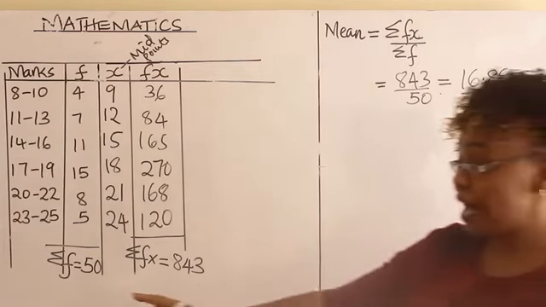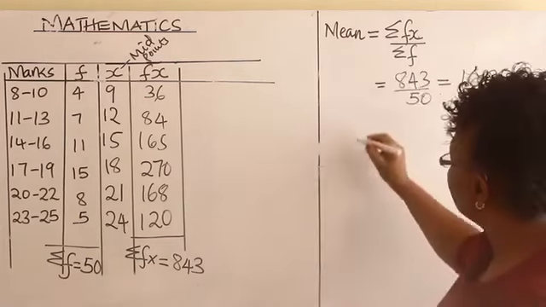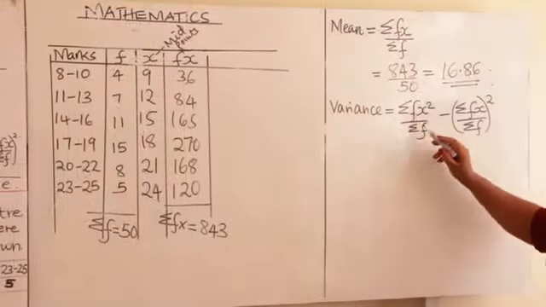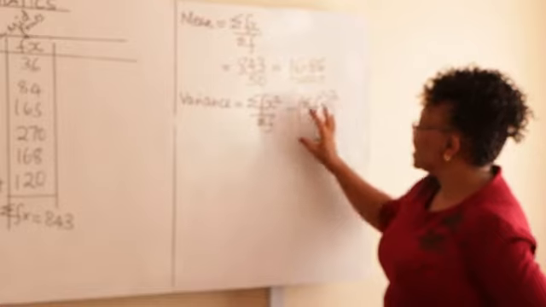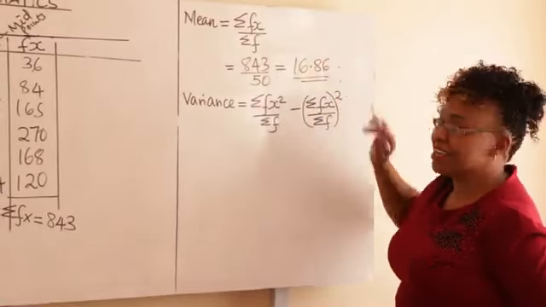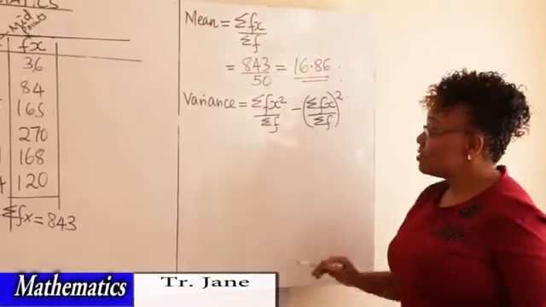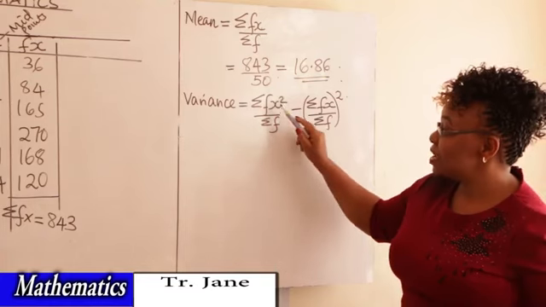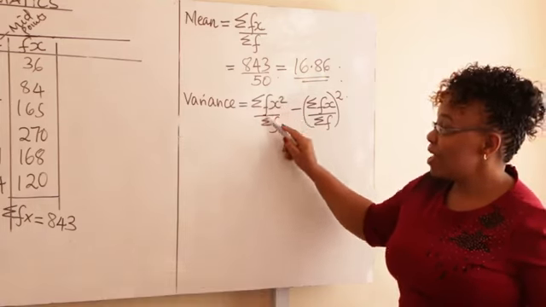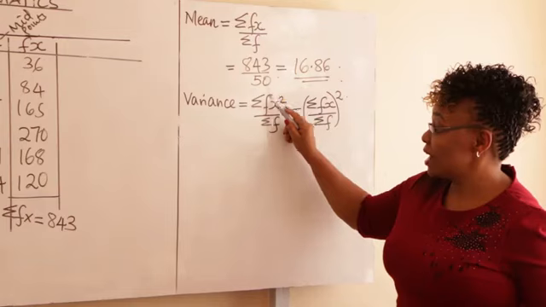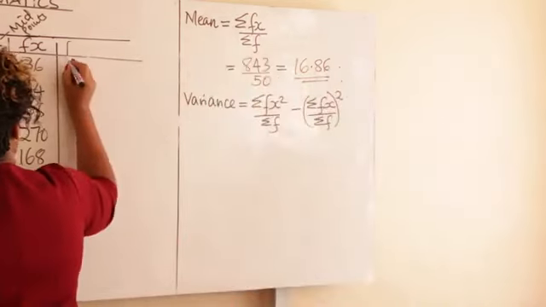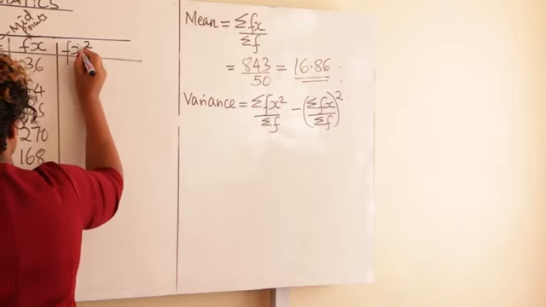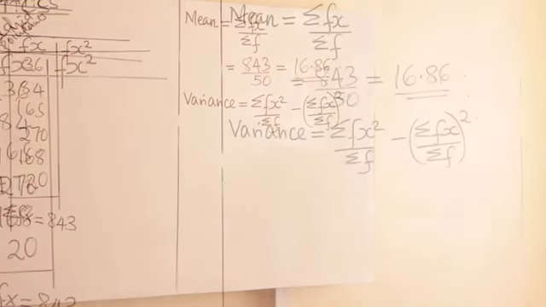We go to variance. How do you find variance? Variance is given by sum of fx squared over sum of f minus the mean squared, the mean that you got squared. And therefore, learner, if you look at this, we need a column for fx squared. So we come to our table, learner, and we add a column for fx squared.